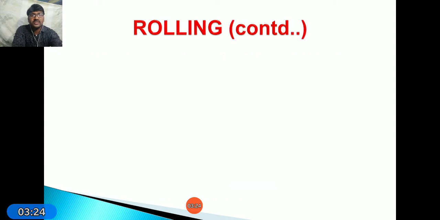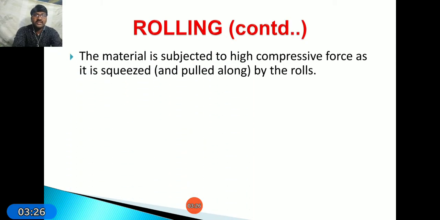Next, the material is subjected to high compressive force as it is squeezed and pulled along by the rolls. Due to the compressive action of force, what happened? The grains in the material get squeezed. Due to the squeeze, elongation of the material takes place. Due to this, the material flows toward the exit. That means it is pulled along the rolls due to the action of friction.